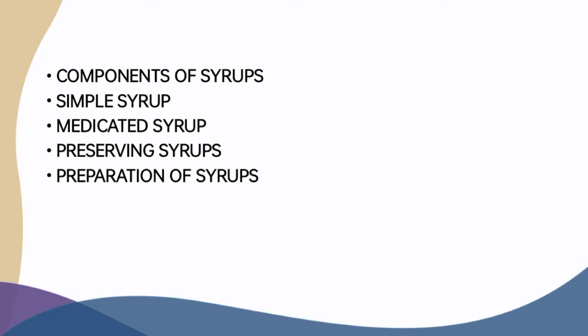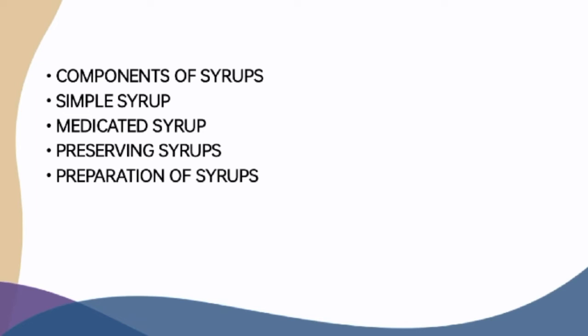Syrups can be preserved by storing them at a low temperature. Preservatives are also added, such as glycerin, benzoic acid, sodium benzoate, methylparaben, or alcohol. They also maintain a high concentration of sucrose as part of the formulation. High concentration of sucrose usually protects the oral liquid dosage form from the growth of microorganisms.